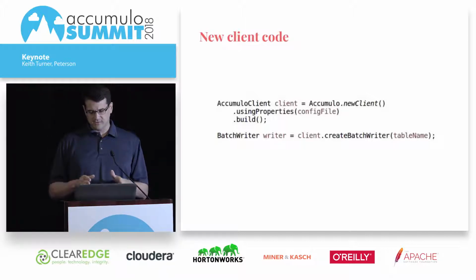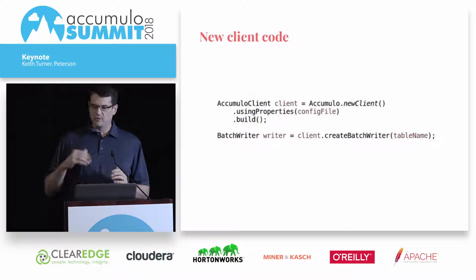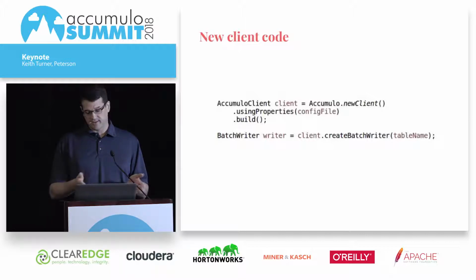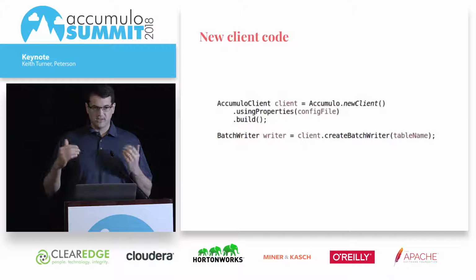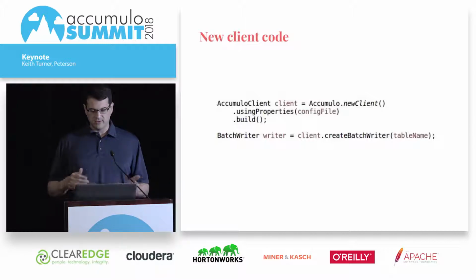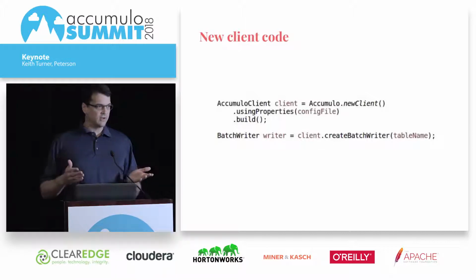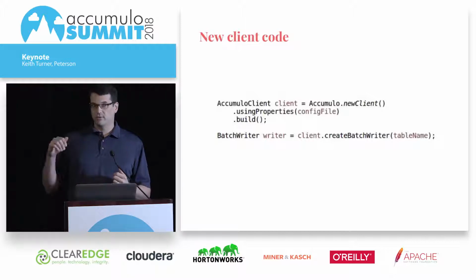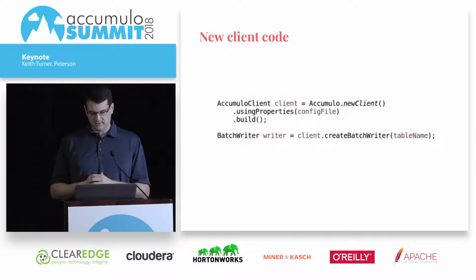So this is what exists in 2.0. You can write new code that says Accumulo.newClient, and it's a fluent builder pattern, so you could do a lot of stuff instead of just using properties. But the basic thing you can do is just give it a properties file and then build a client. Now, AccumuloClient is analogous to the existing Connector. It has all of the methods that were in Connector in 1.9.0 that weren't deprecated. So it's kind of a source drop-in replacement.